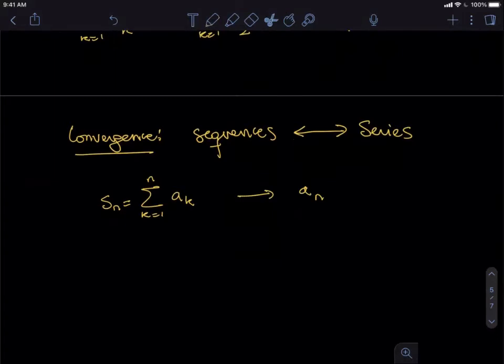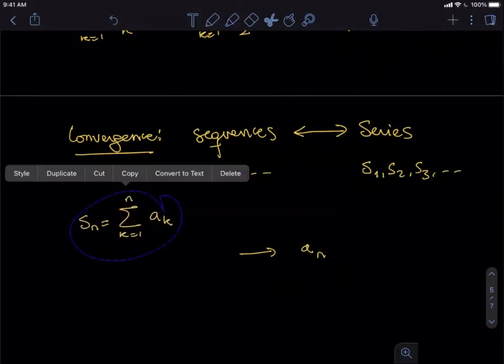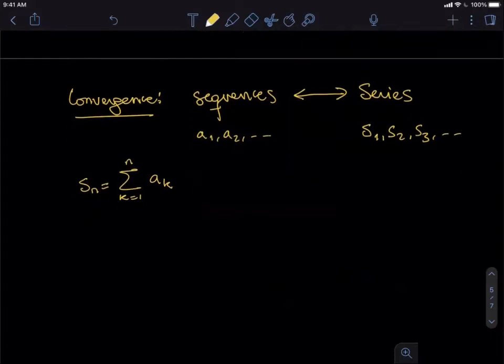Let me write this carefully. So we have a sequence a1, a2, and so on, and we have a series that is the limit of the partial sums, s1, s2, s3, and so on. Okay. The way the partial sums are defined, clearly s1 coincides with a1, and after that, we can always write an as Sn minus Sn minus 1. Okay, this is for n bigger than 1.